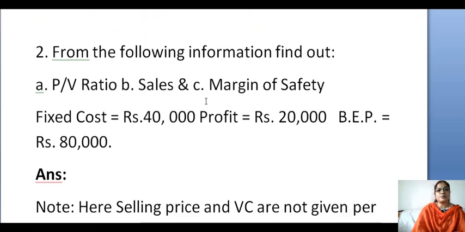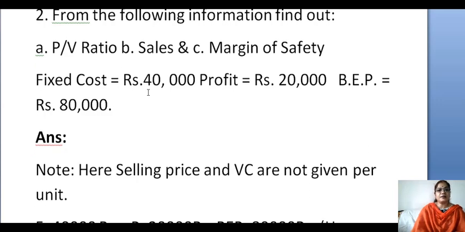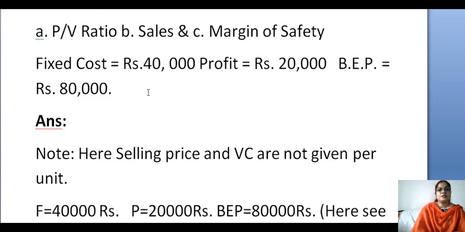Let us move on to the second problem. From the following information, find out PV ratio, sales, margin of safety. We have all the formulae with us handy, so let us calculate. The data is also given additionally. Fixed cost is 40,000, profit 20,000, BEP is 80,000. Here let us start with answering this.